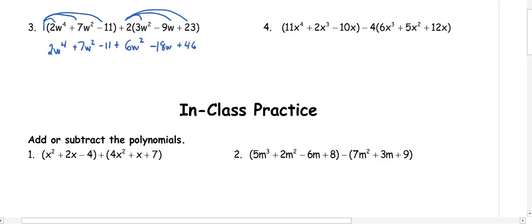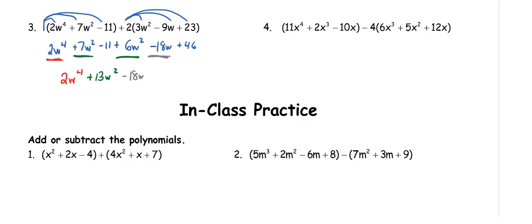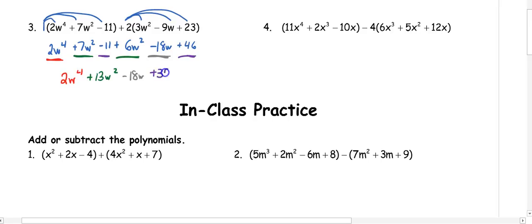Notice that when you are multiplying with a number, the exponent still doesn't change. The only thing that's changing is the coefficient in front of the variable. So if I start with my highest power here, I have a w to the 4th. I don't have any other w to the 4th, so it's going to stay 2w to the 4th. The next highest exponent is w squared, so we have 7w squared plus 6w squared, which will get us 13w squared. The next is a w, and I only have one of those, so it's going to stay as negative 18w. And then we have our constant negative 11 plus 46, which will get us 35.